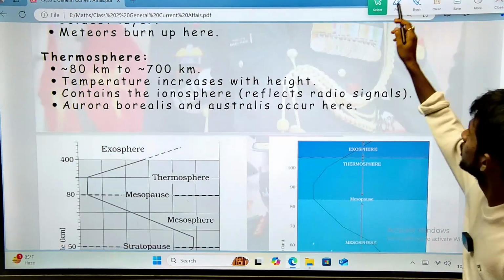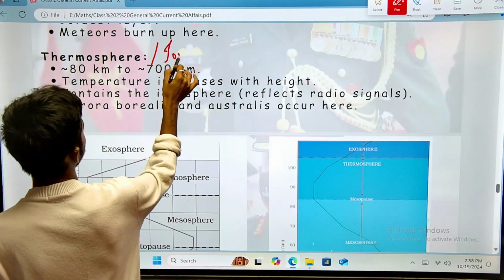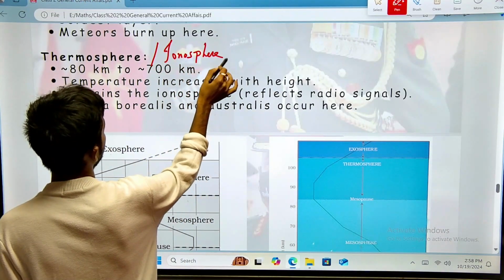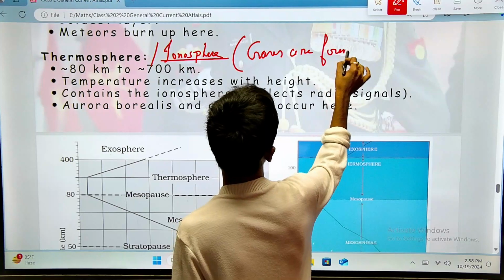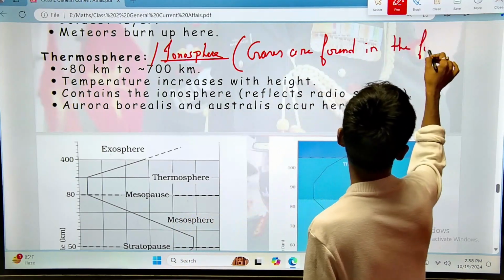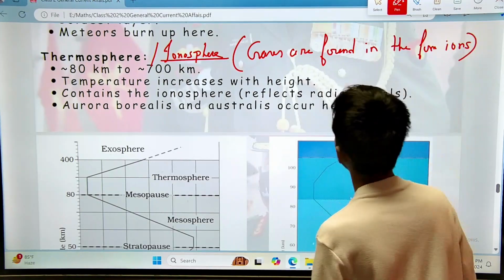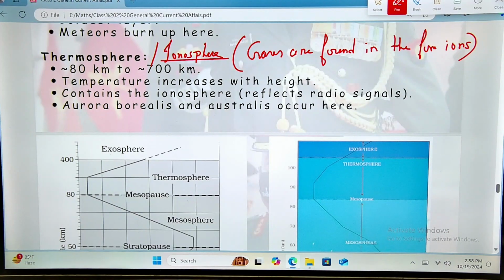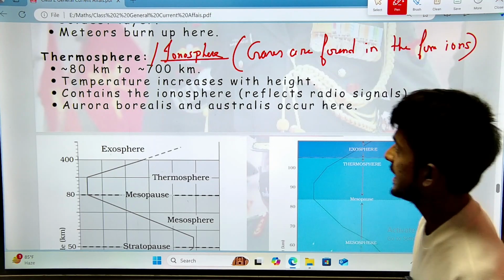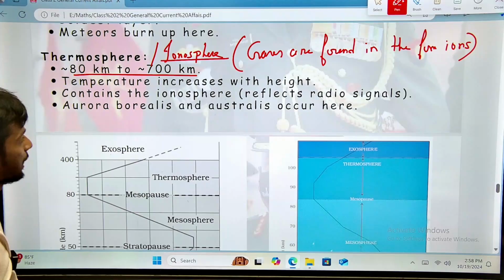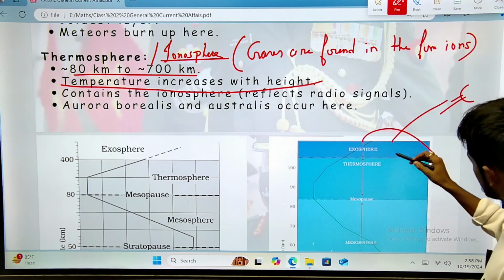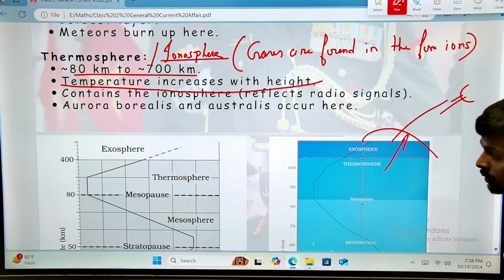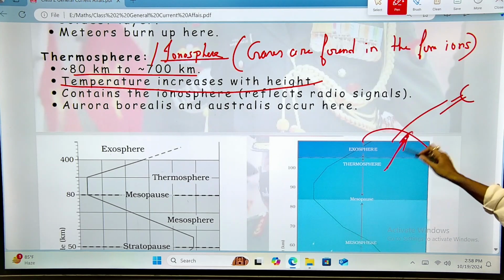Lastly, the thermosphere. Sometimes it is also called the ionosphere. Why? Because in this layer the gases are found in the form of ions. You know about ions, the anion, the cation. So the gases are found in the form of ions in thermosphere. That's why it is also called the ionosphere. Again, its range is 80 kilometer to 700 kilometer. Temperature again increases with height, obviously, because it is the last layer. So this is your UV. As soon as you increase your height, you are closer to the UV radiation of the sun. So with the increasing of the height, you are getting more temperature.